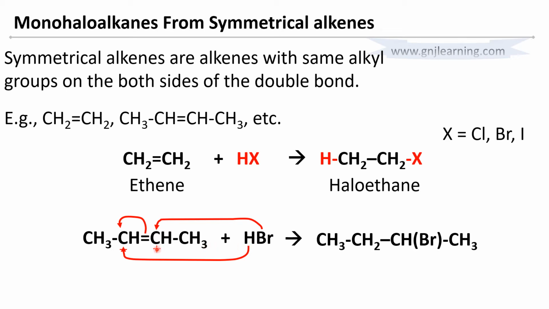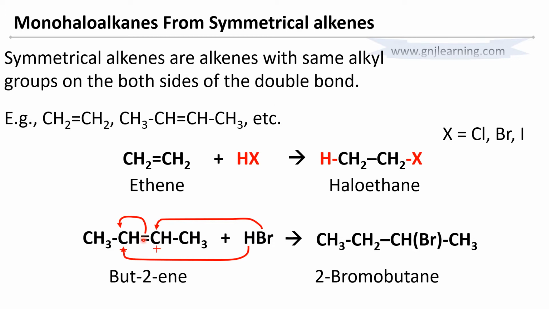So let us see the names of these compounds. Can you name this compound? Yes, we have already seen it here. The name is 2-butene or but-2-ene. Both names you can use. Clear? And here in this case it is on the second carbon, so 2-bromobutane. So this is about the symmetrical alkene.